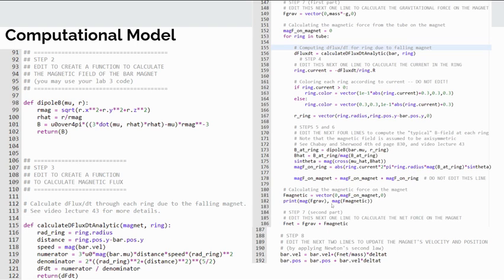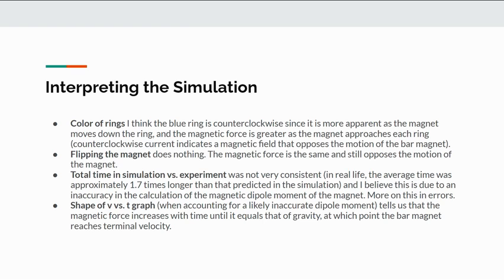And then once you add the gravity and the magnetic force, which act in opposite directions because of Lenz's law, it gives the net force, and then it prints. So interpreting the simulation, the color of the rings: I think the blue is counterclockwise since it was more apparent as the magnet moved down, and so red would be clockwise.